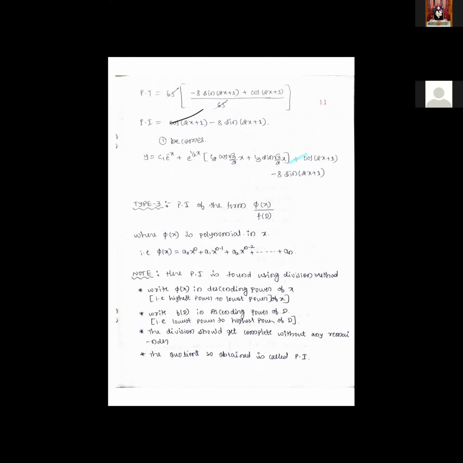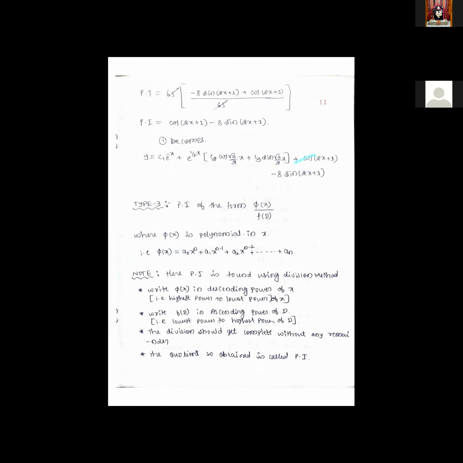Okay. The next point: write f of D, which is the denominator. The numerator is over now. Coming to the denominator, write f of D in ascending powers of D. The denominator is exactly in the reverse way: write it from lowest power to highest power.